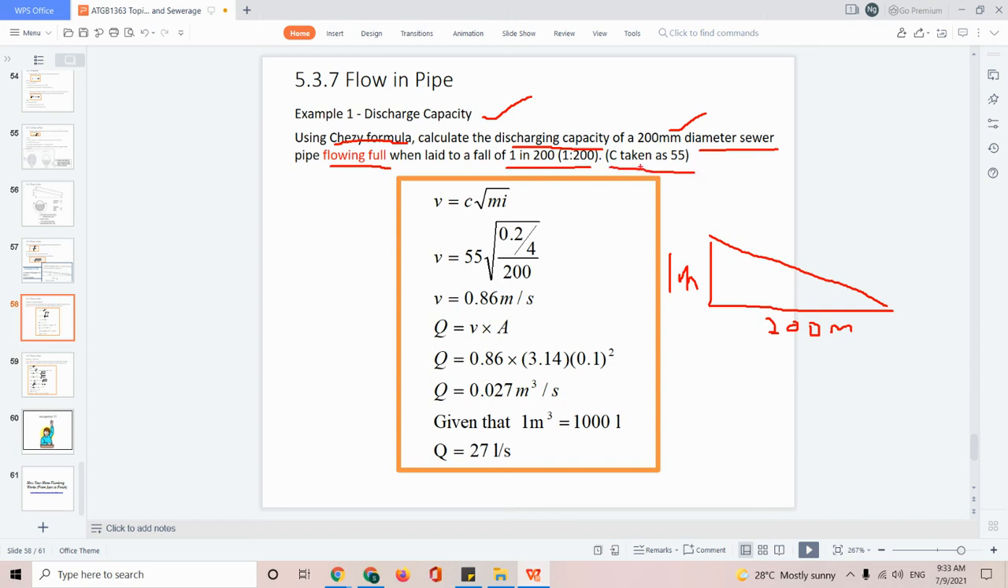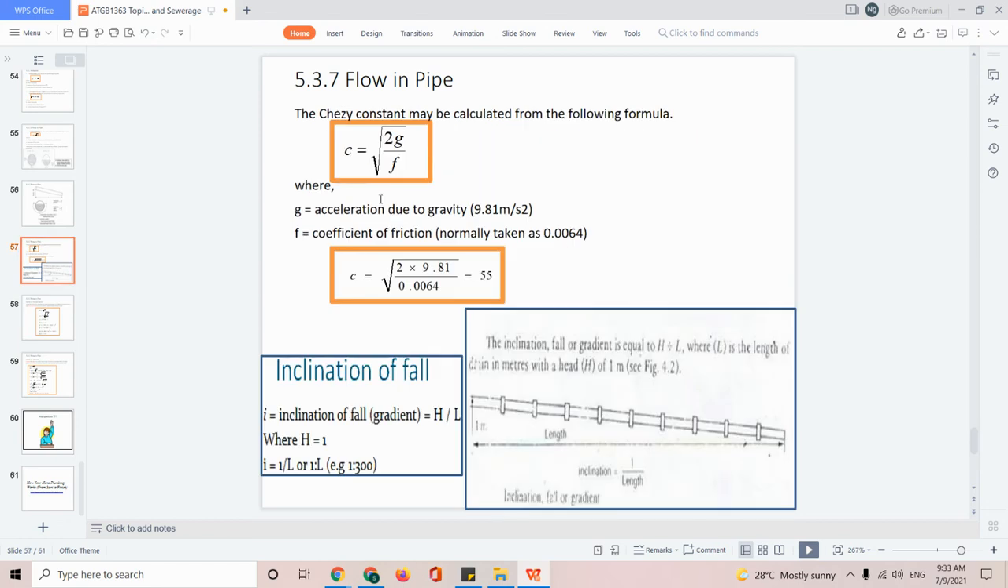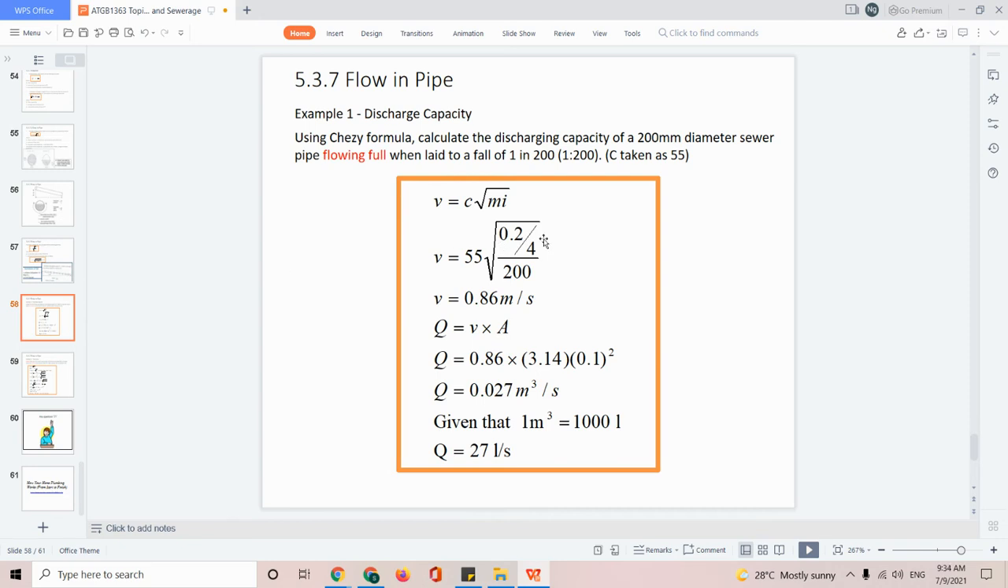And then you're given that C is 55, so you're not given the F. If you're given the F, then you will need to work out using this formula. Okay, so with this, you know that your C is 55 from here, and then this is your hydraulic mean depth, which is D over 4, based on what we worked out before.